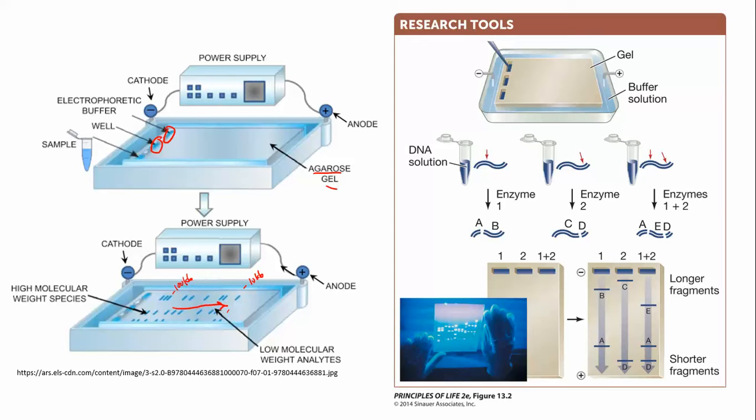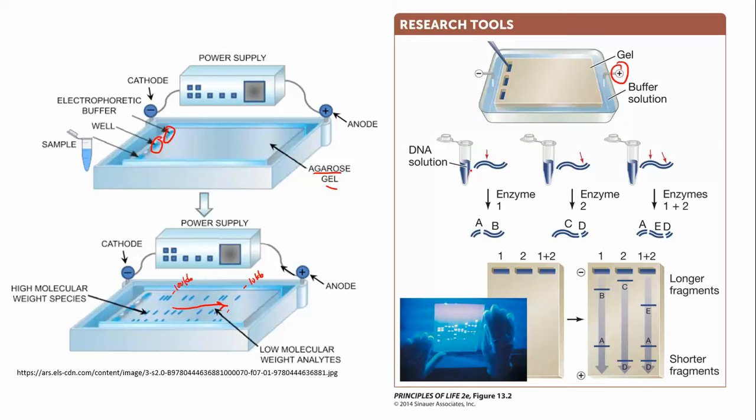The smallest pieces are going to move fastest and they're going to move furthest. And as this gel runs longer, you get more separation between the different bands. Here, what you're seeing is another diagram showing a very similar thing. You've got a charge running through, there's a positive charge. You've got your samples being inserted into these wells. Everything's sitting in what's called a buffer solution that just lets the charge pass.